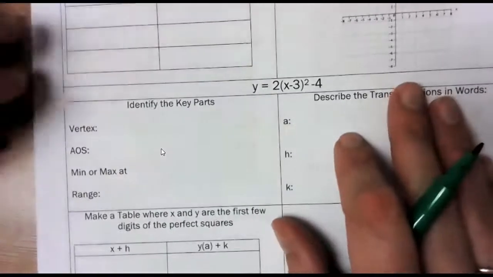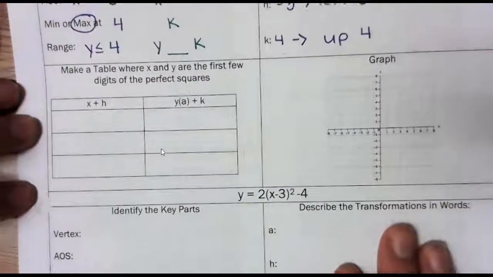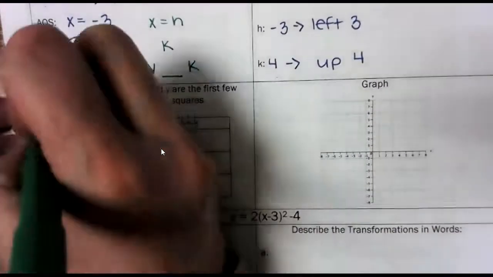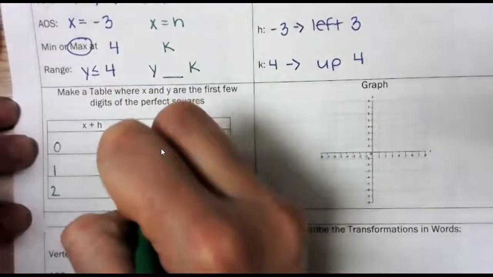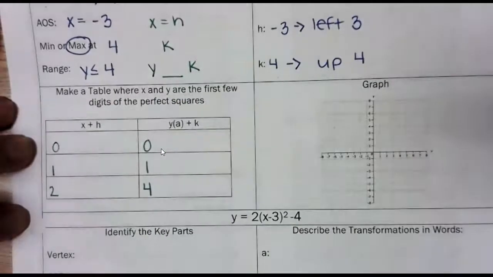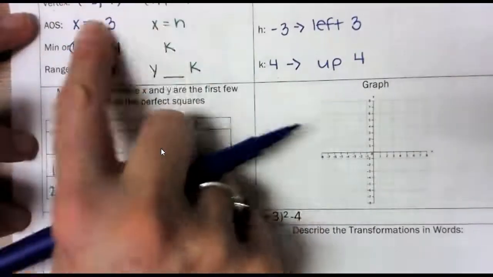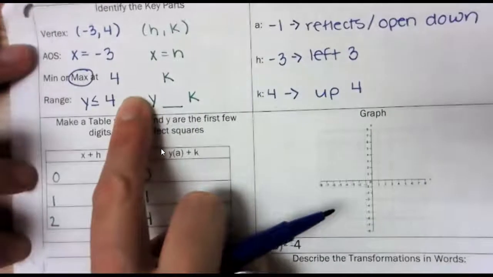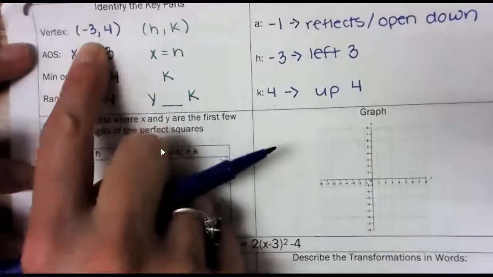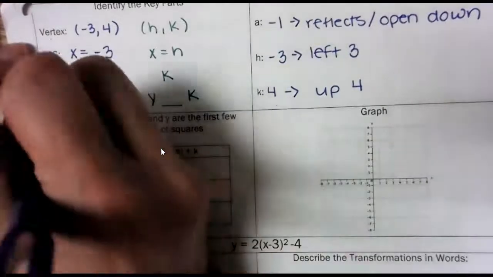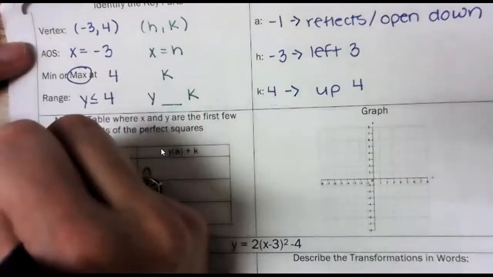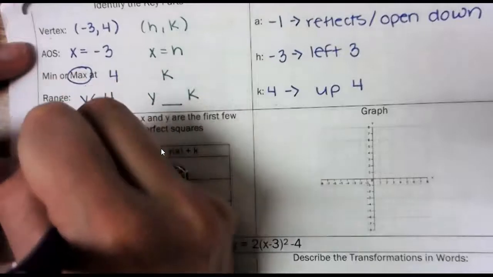Okay, in the table, there are also numbers that never change. It always is 0, 1, 2, 0, 1, 4. And then you add or subtract your h or k. So in this case, our h value is -3. So from the 0, 1, 2, I am subtracting 3.